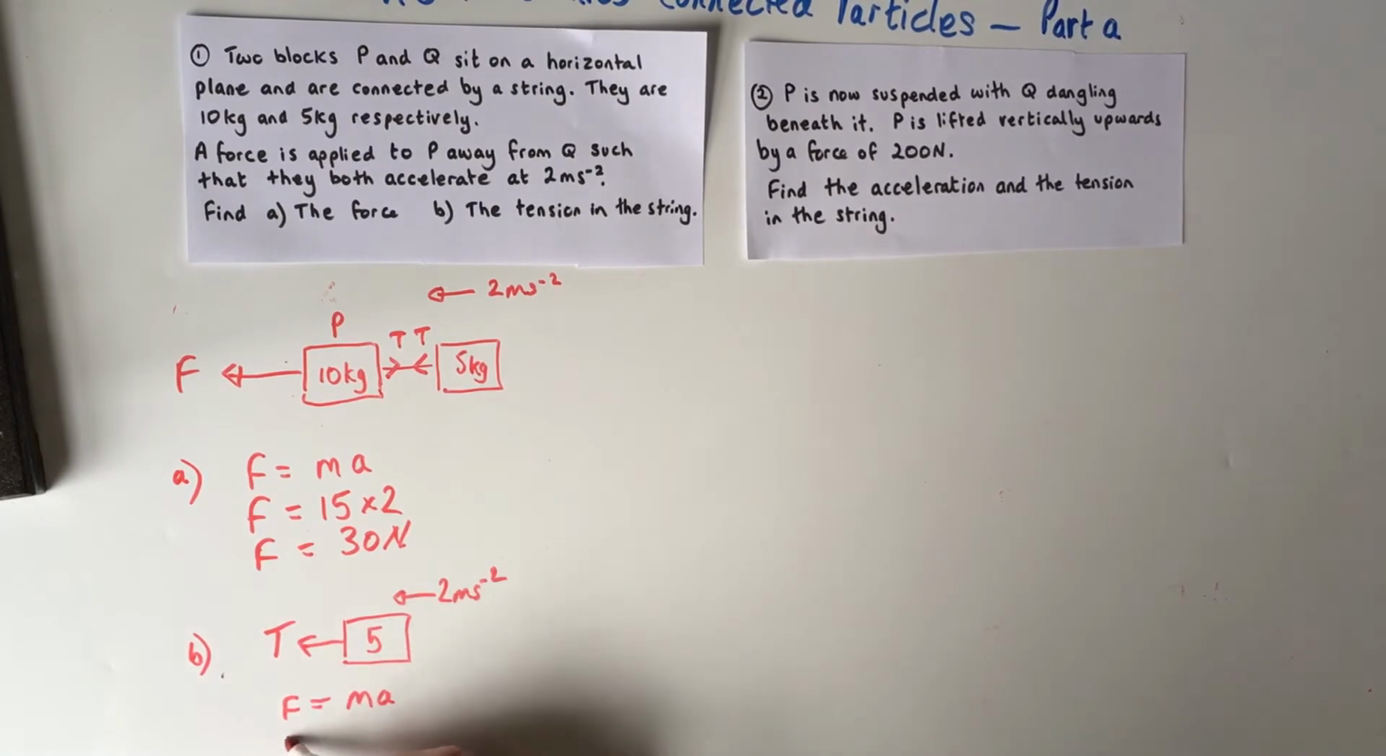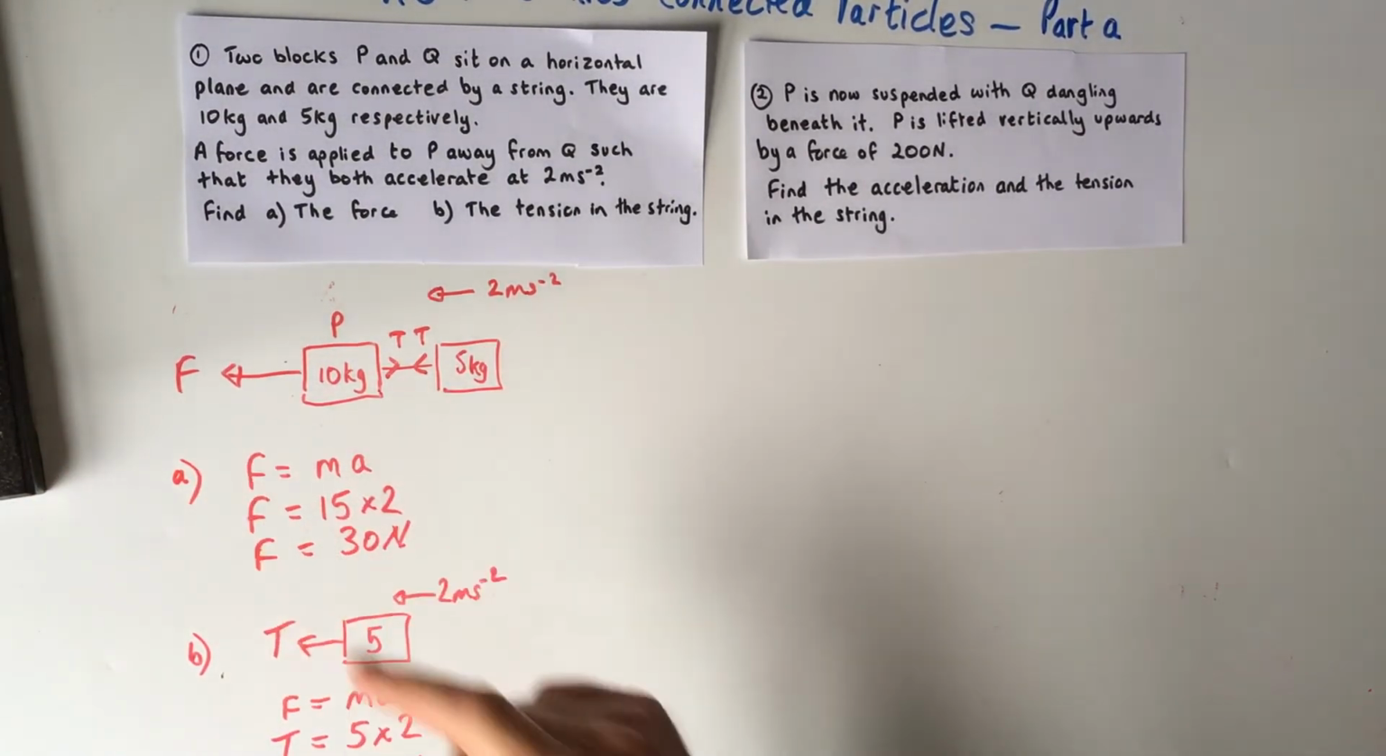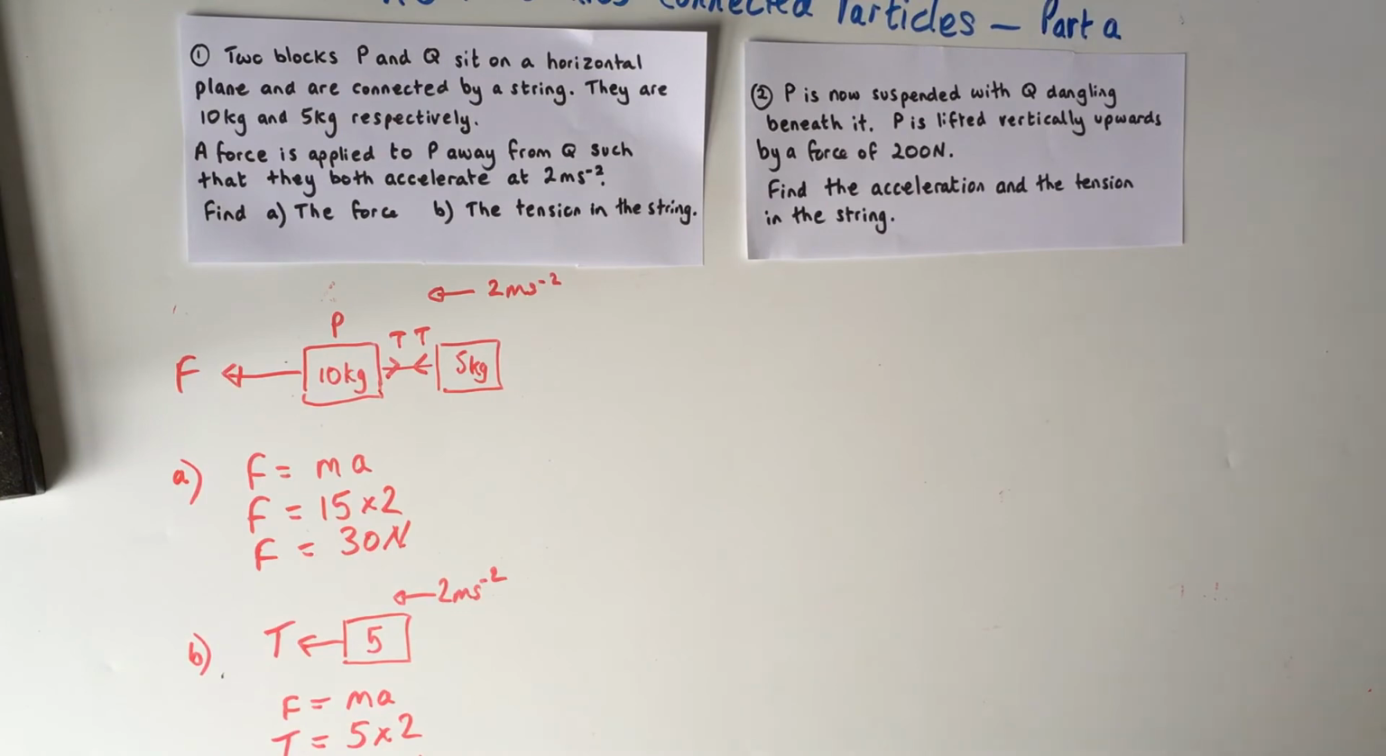Okay, the tension is equal to 5 times a, which is 2, so the tension is 10 newtons, tension in the string. And I could have taken that one as well if I wanted to and used the 30 newton force that I'd found out.